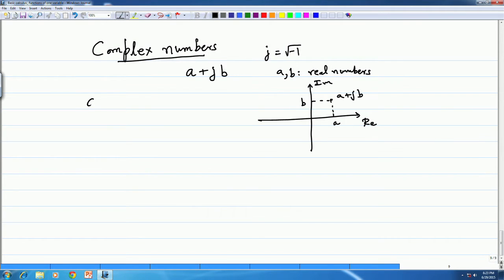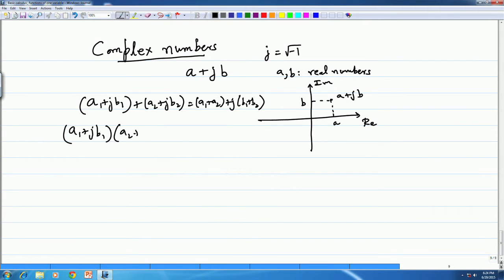Now, addition and multiplication are easy to see. a 1 plus j b 1 plus a 2 plus j b 2 is simply going to be a 1 plus a 2 plus j times b 1 plus b 2. It's quite easy. Multiplication is also quite easy. You simply use the fact that j square is minus 1. Okay, so if you do that, you will get a 1 a 2 minus b 1 b 2 plus j times a 1 b 2 plus b 1 a 2. You just multiply term by term and group the terms together, you will get this.